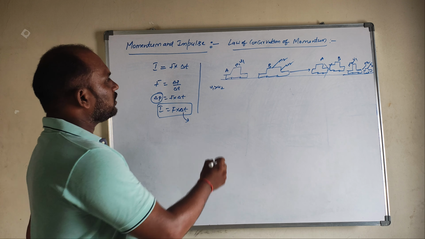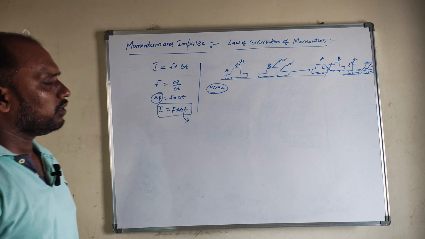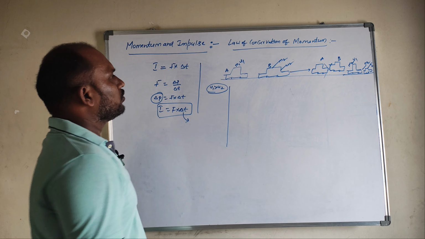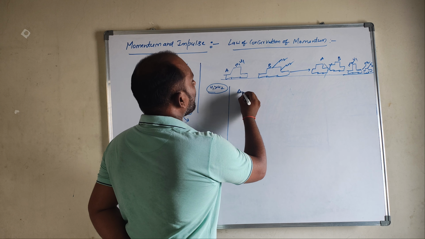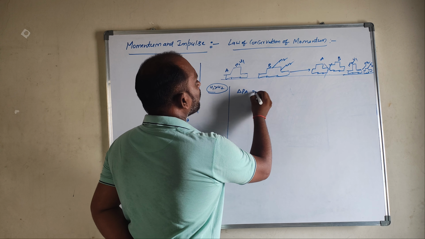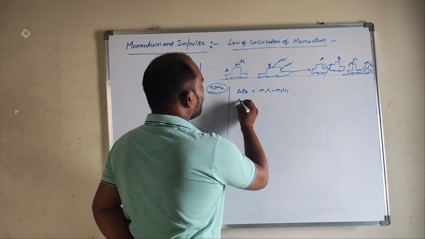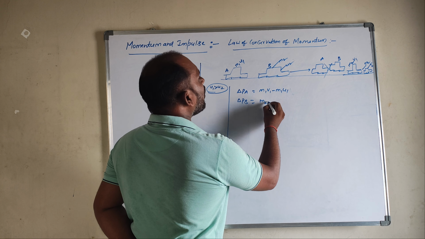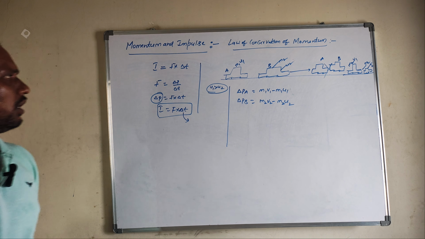So finally, the condition is very clear: u1 is greater than u2. Now I want the change in momentum of A. What is the formula? m1 v1 minus m1 u1. And the change in momentum of B is m2 v2 minus m2 u2. I hope you understood.